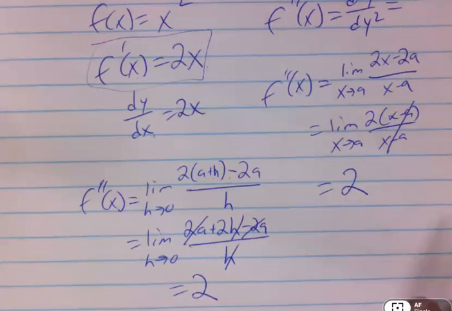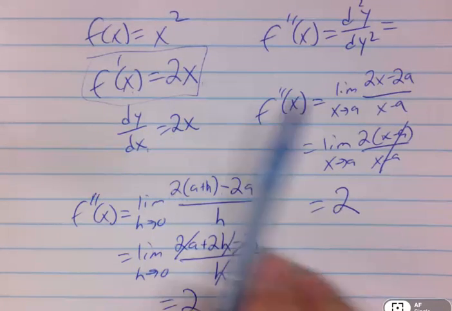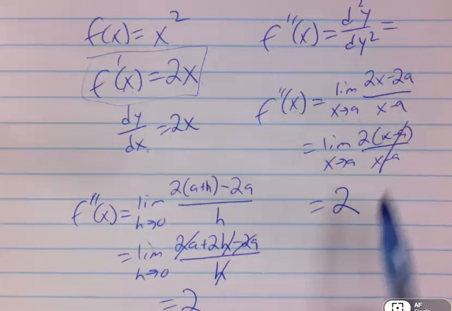So again, the way you would read that would be the first derivative of x squared is 2x. The second derivative of x squared is 2.